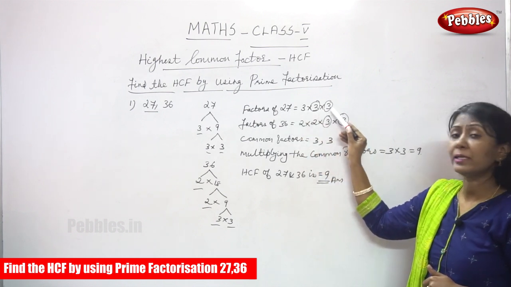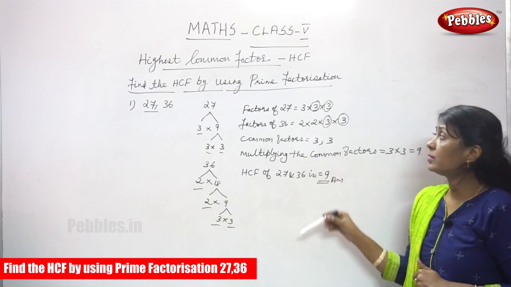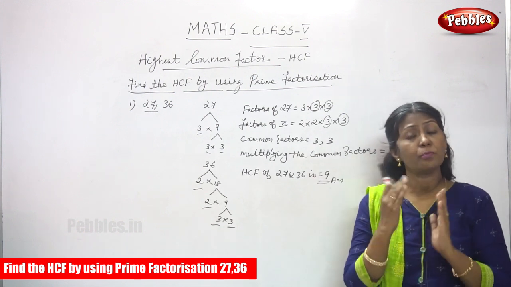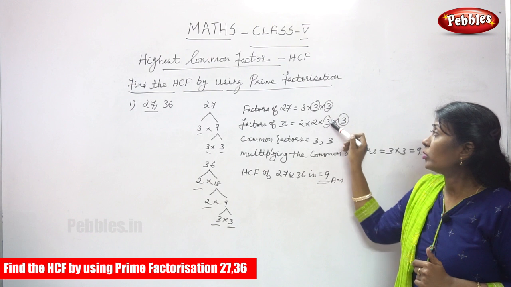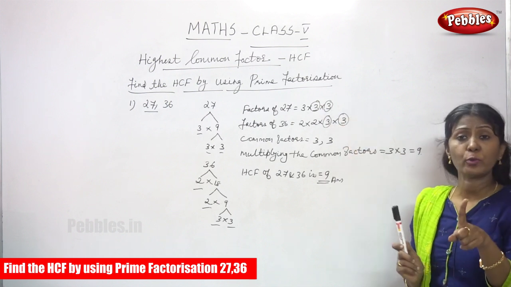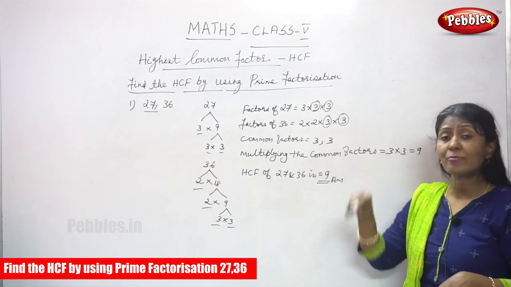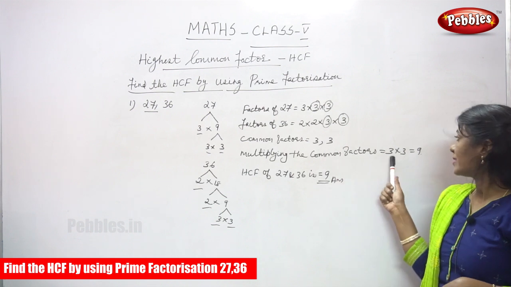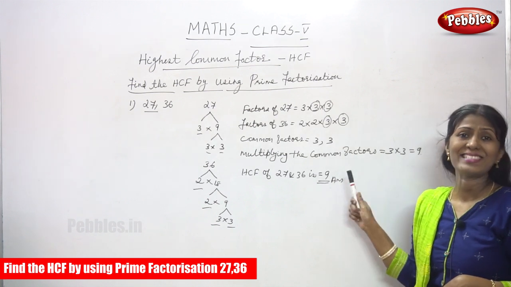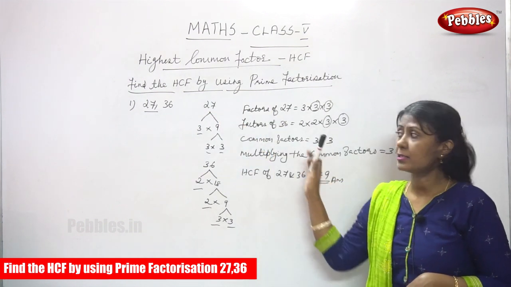Factors of 27, 3 into 3 into 3. So 3 into 3, 9. 9 into 3, you can get 27. After that, you will find the common factors. Common factor means the factor is present in both numbers. So 3 and 3, both 3s are present in both numbers. Again 3 into 3. You have to write only one time for these two 3s. So the common factors are 3, 3. Then the next step is multiplying the common factors, that is 3 into 3, you can get 9. So the HCF for 27 and 36, the highest common factor, is 9. This is the method we use to find the HCF by using prime factorization. This is the first time we have done it.